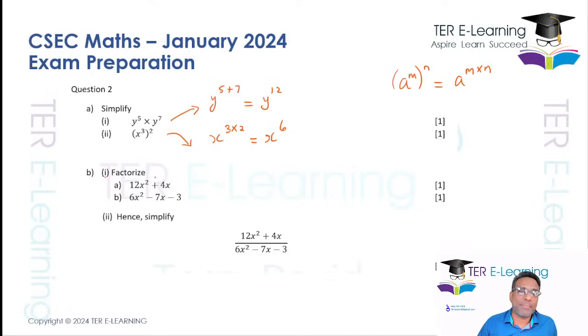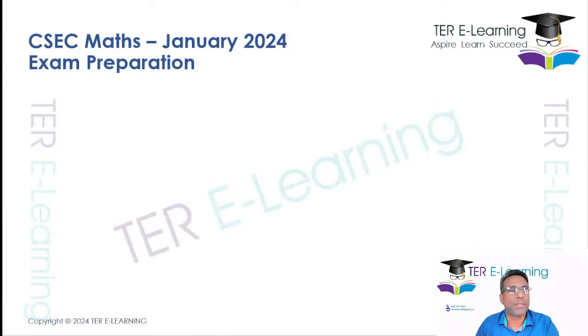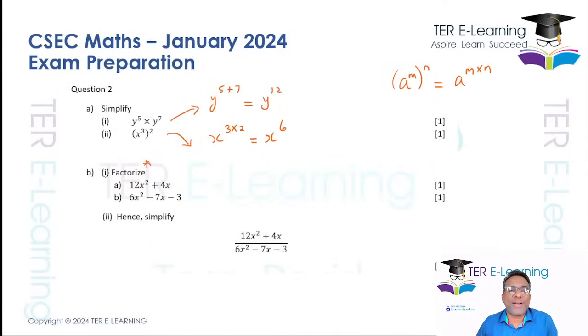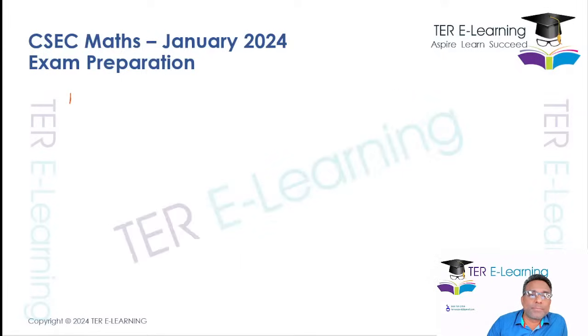Now the next part, part B, we have to factorize some things. I need a blank slide again. So we want to factorize 12x squared plus 4x. That's what we want to factorize. In this case, we can factor using the HCF method.